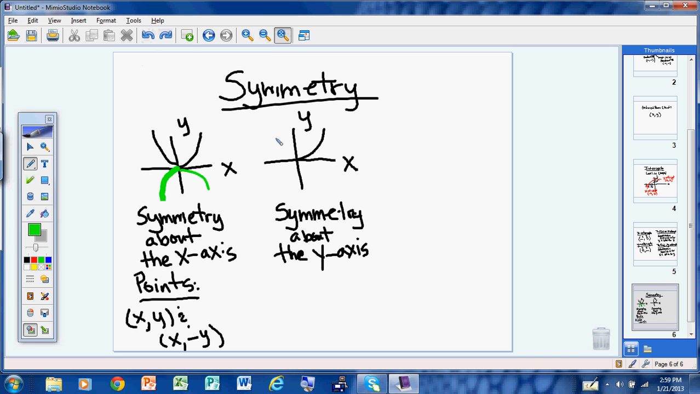I'm trying to get the graph to show right. It's not behaving. There we go. That's closer.